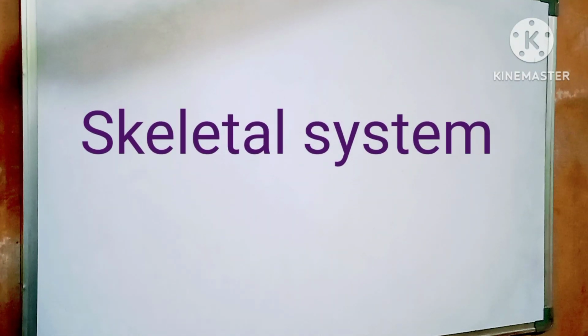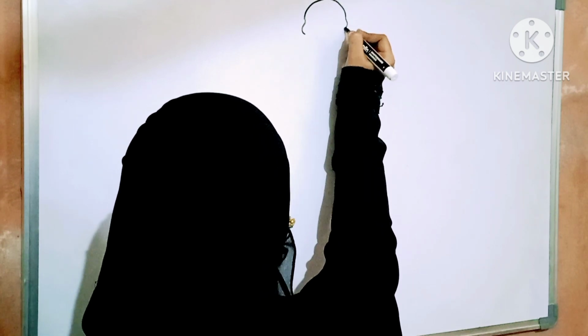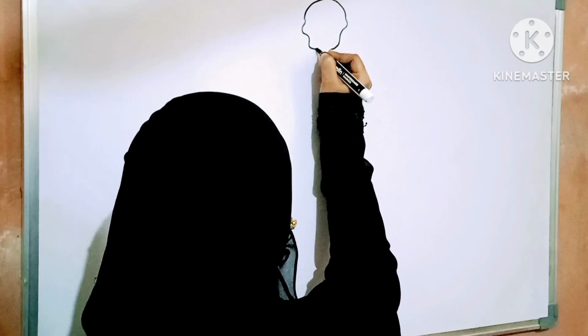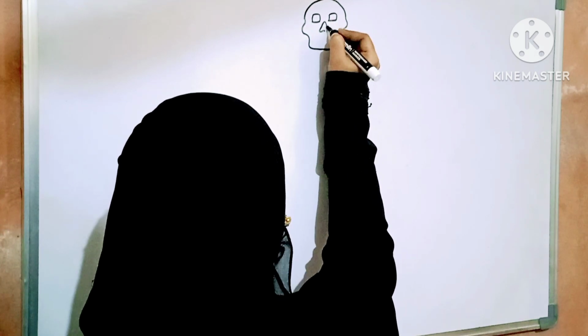Hi everyone, here I am drawing the rough diagram of a skeletal system. What is the skeletal system? The skeletal system is a framework of bone that gives shape and structure to the body. Here are the parts of a skeletal system.